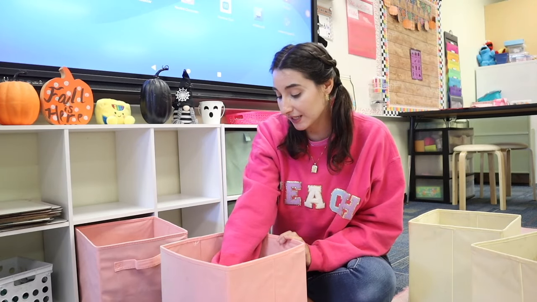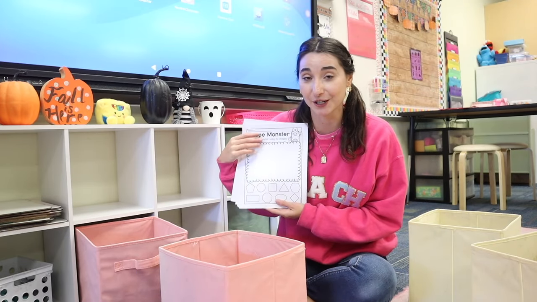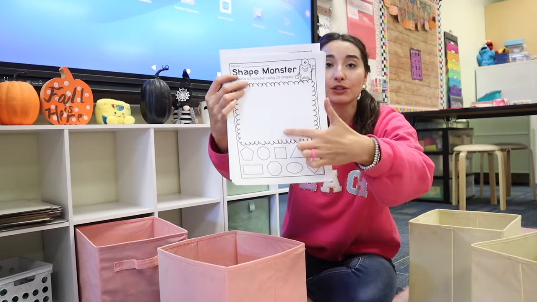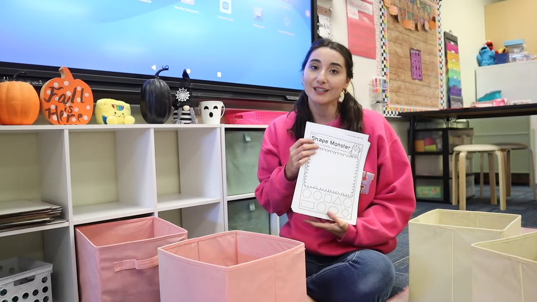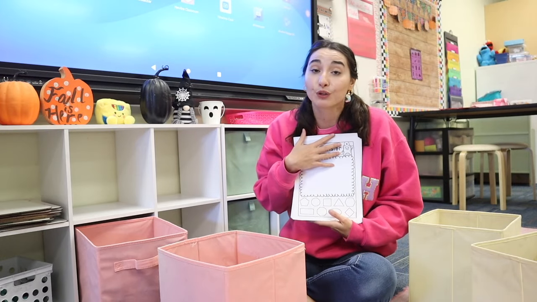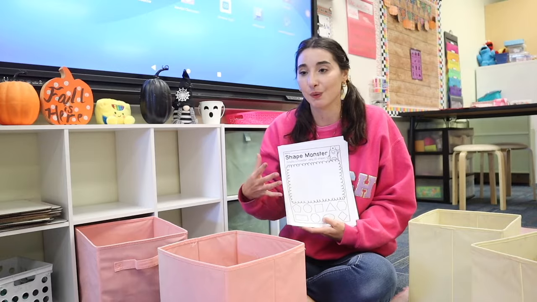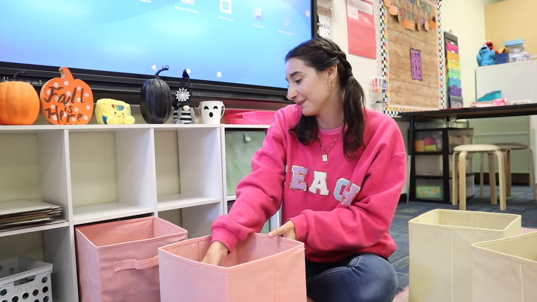The first one is a shape monster. They're given the shapes down here, and then they're going to create a monster up here just because it is Halloween time. I think this would be a really cute resource for them to do, but also incorporate their 2D shapes as well. So that's one option.